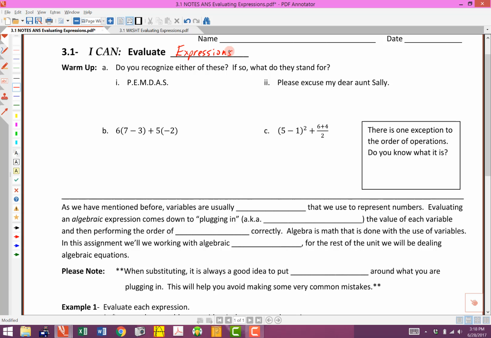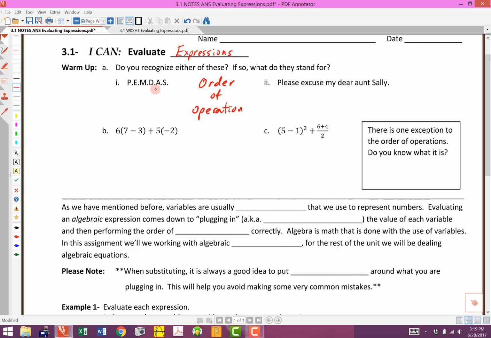The warm-up, I want you to take a look at this first one and see if you recognize either one of these, and if you do recognize them, hopefully you can remember what they stand for. So the first one is an acronym, PEMDAS, and another phrase is please excuse my dear Aunt Sally. If you recognize either one of those, you probably recognize them because these are the order of operations. So order of operations. And that's the order in which we do mathematical operations in an expression. I've got some examples down here. We'll take a look at those in just a second, but let's remind us what these stand for.